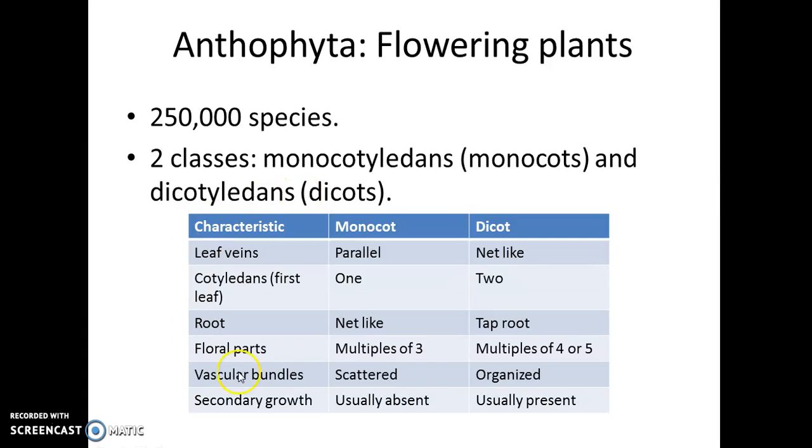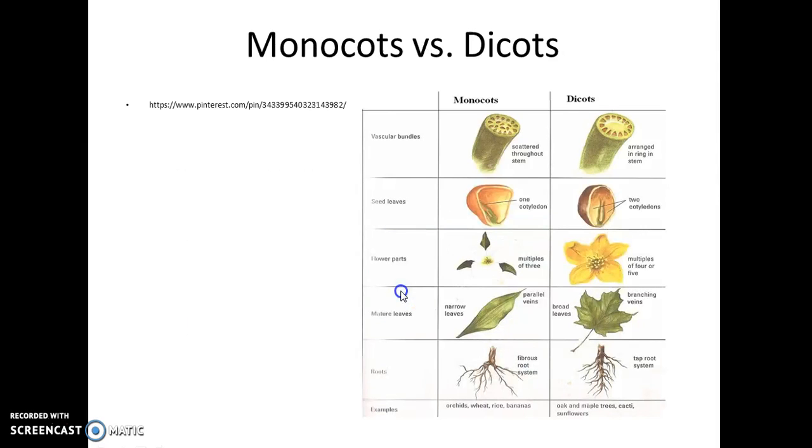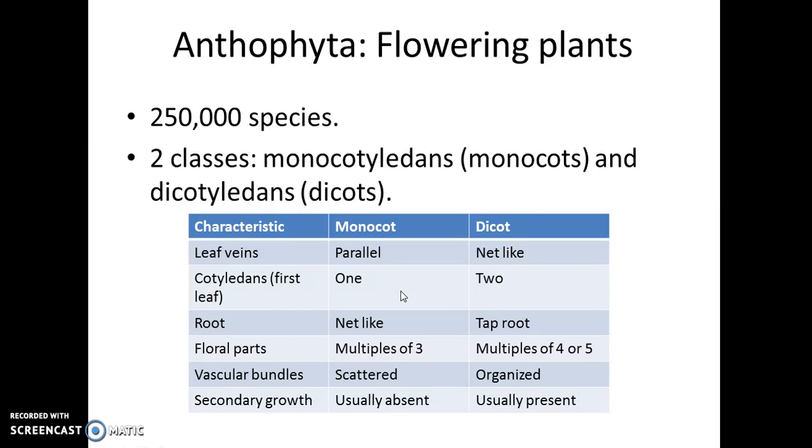Well, this is a table that goes over the difference, and I want you to get this table in your notes. Leaf veins parallel or net-like. Cotyledon, which is the first thing that breaks the ground, 1 in monocots, 2 in dicots. Roots, you have net-like or you have a main taproot. Floral parts, that's parts of the flower, multiples of 3, multiples of 4 or 5. Vascular bundles are scattered or they're organized.